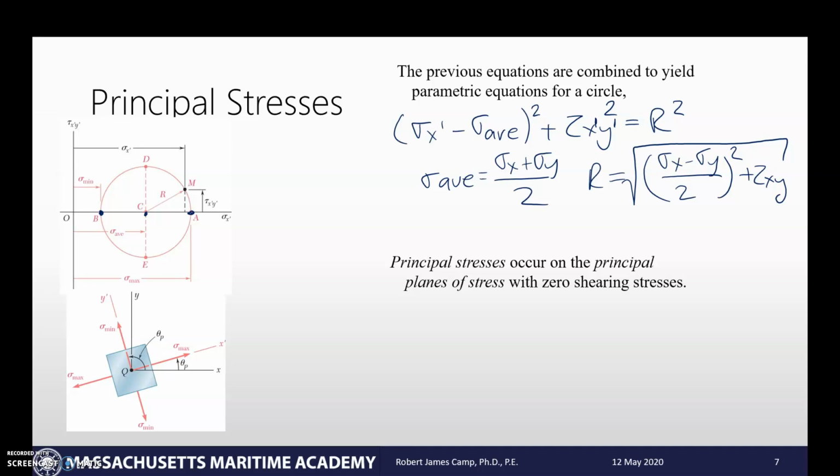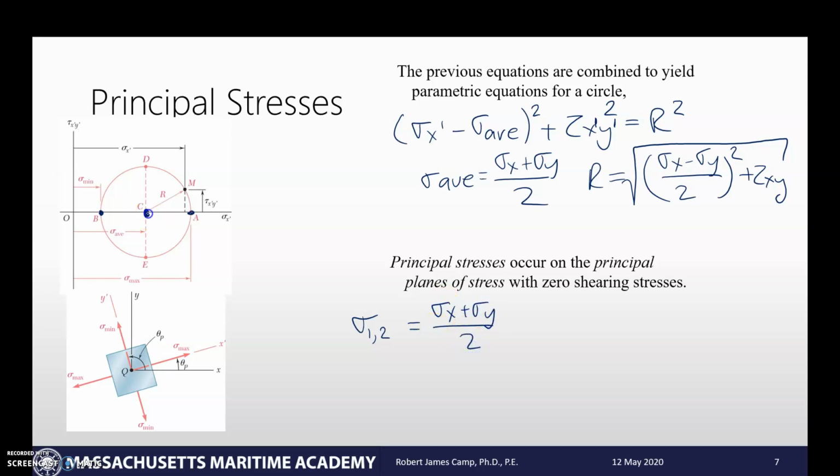So what I'm going to be left with is my maximum and minimum, which for principal stresses we call sigma 1 and sigma 2, because you get your first principal stress and your second principal stress. And what that's going to be is the average stress.